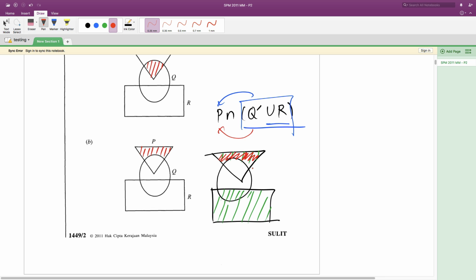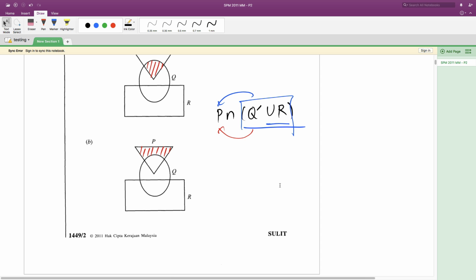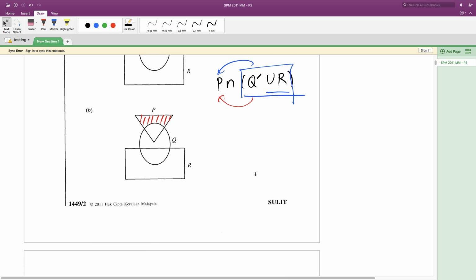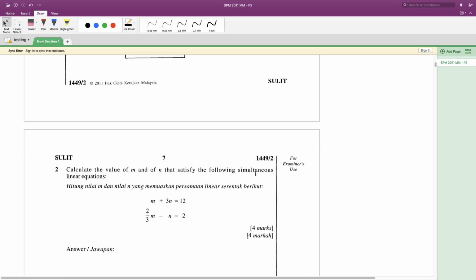So why don't you use plotting numbers? Yes, I think some of the schools actually teach the students to plot the numbers, but I'm not sure about that method. Yeah, maybe you can show me next time. But as long as you can do this one, then I will move on to the next question. Okay?